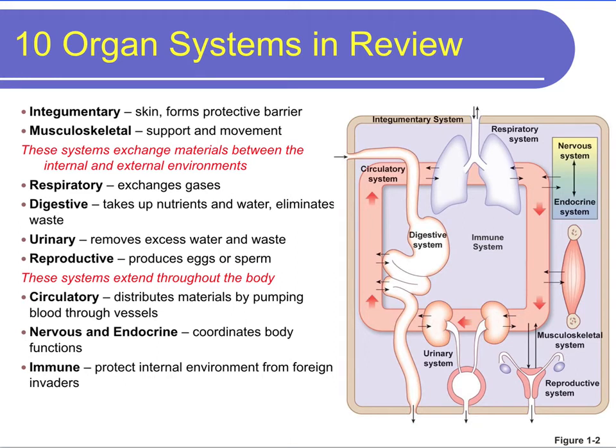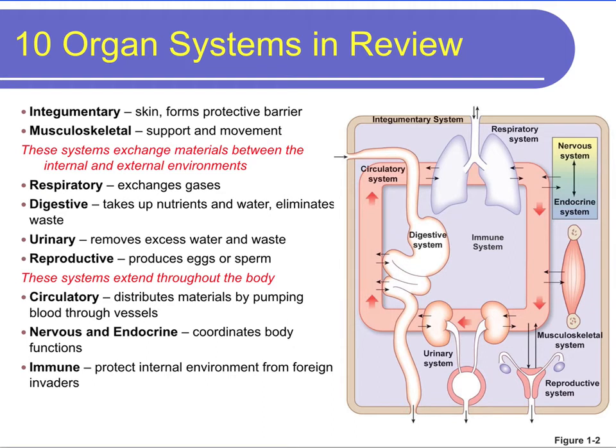The next four systems allow exchange to happen between the internal and external environment. So the respiratory system, you're going to exchange gases, bring in oxygen, expel CO2. Digestive system, you're going to exchange things like nutrients, water, waste. And then we have your urinary, where we're going to exchange water and waste as well. And the reproductive system, where you're going to exchange your gametes, your eggs and your sperm.